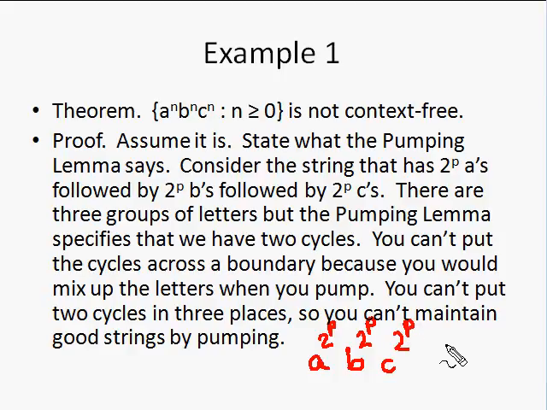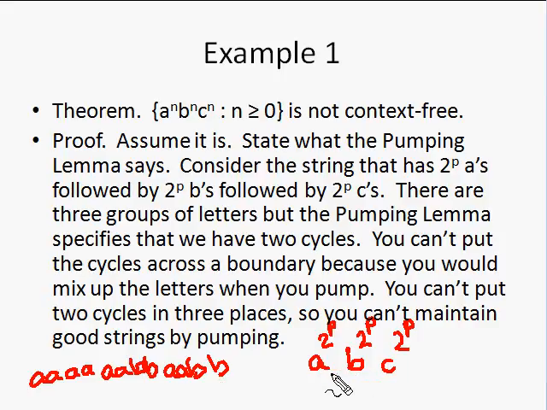And now we have to show that there is no place to put 2 cycles that would allow us to pump and make correct strings. So the first thing this proof points out is you can't put the cycles across a boundary. What I mean is you can't grab some A's and some B's in your cycle, because let's say you did. Then you've got all the A's that made up U, and then you've got some A's and some B's in your V, and now you're pumping, so you're getting V twice, and look what's happened. You've got A's, then B's, then A's, then B's. That's not allowed. This language has all the A's first and then all the B's.